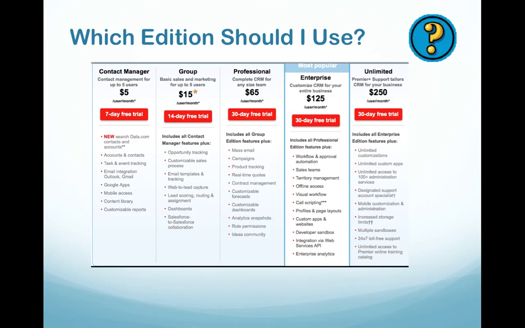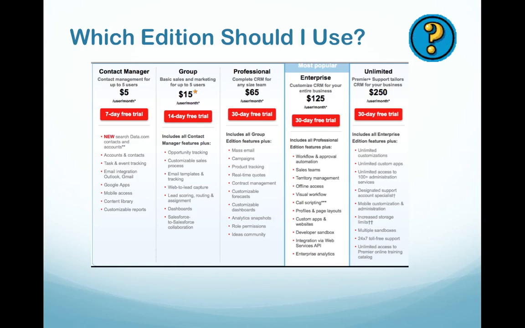Now, the next edition here I won't talk a ton about. Unlimited is basically like the Enterprise Edition on steroids. You can build custom objects with Enterprise. With Unlimited, you can build a lot of custom objects. You get some increased storage there. One of the key differences with the Unlimited, which is a nice feature, is that if you can afford it, you do get the multiple sandboxes, which is very useful.